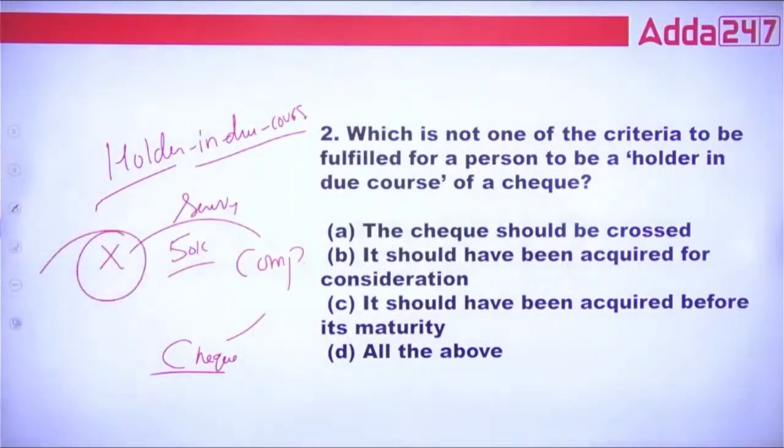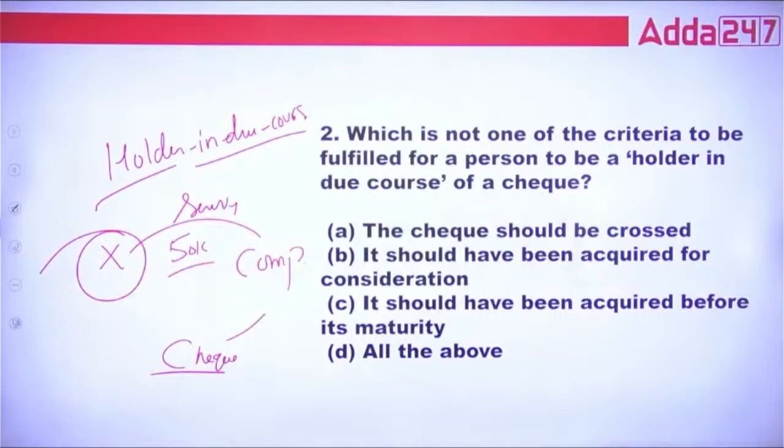So just remember the definition of holder in due course and tell me which of the following is not a criterion to qualify as a holder in due course. The cheque should be crossed. Crossed means transfer line, that is saying just pay this cheque to the payee only. It should be acquired for consideration. It should be acquired before its maturity. What is the right answer?